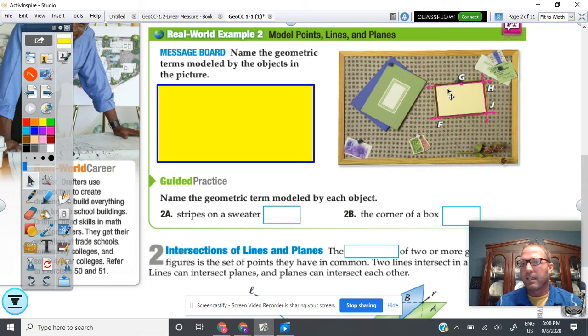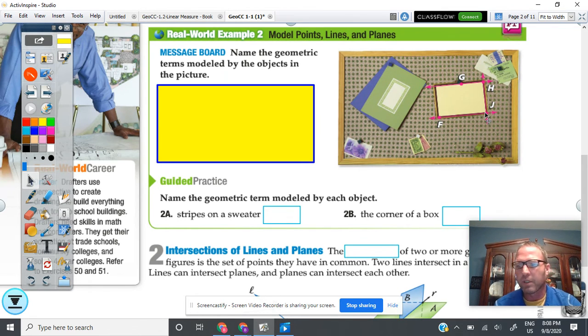Second thing is a line. The edge of this paper would represent a line. So line GH or line HG would represent this side. Line HJ or line JH would represent this side. And line FJ would represent this side.